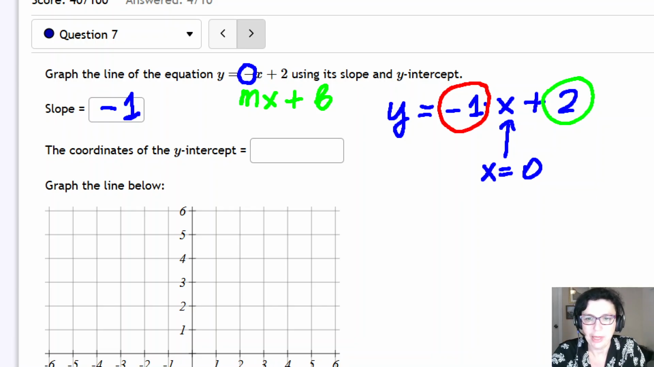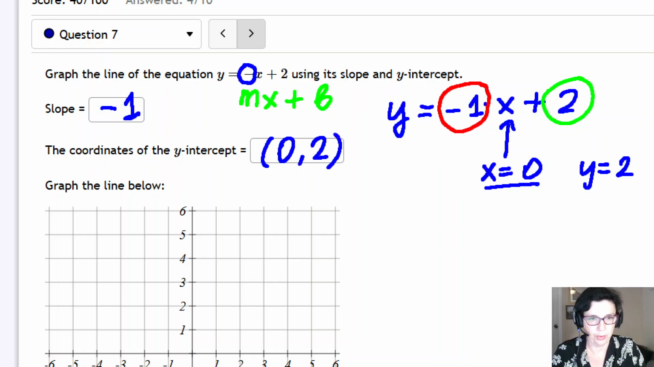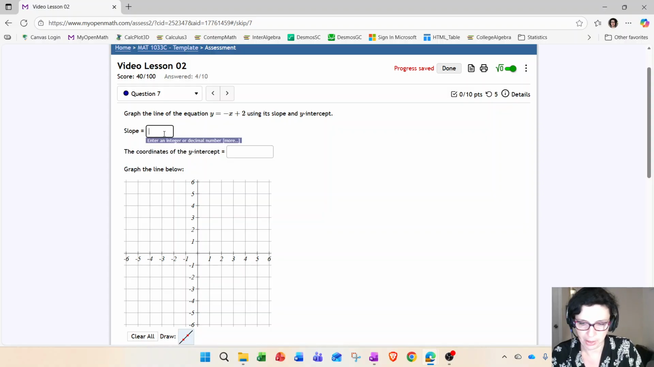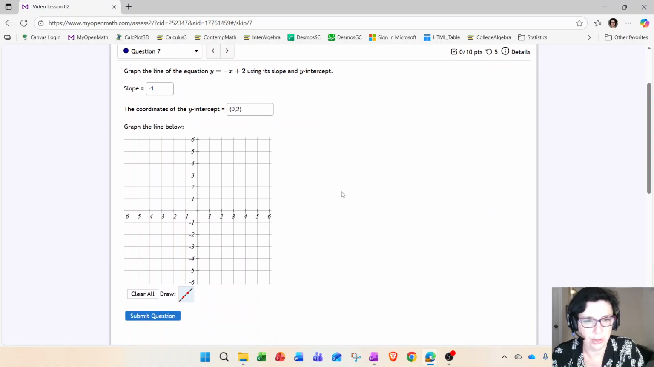Negative 1 multiplied by 0. Well, any number multiplied by 0 is going to give us 0, right? And 0 plus 2 is 2. So when x equals 0, we're going to get y equals 2. Now we can write it as a point. Instead of just saying 2, this is going to be a point on the graph, (0, 2). All right, so let's go ahead and type that here. This is going to be negative 1, and then the y-intercept always has x equals 0, and y is going to be 2. All right, so now we have to sketch a line.